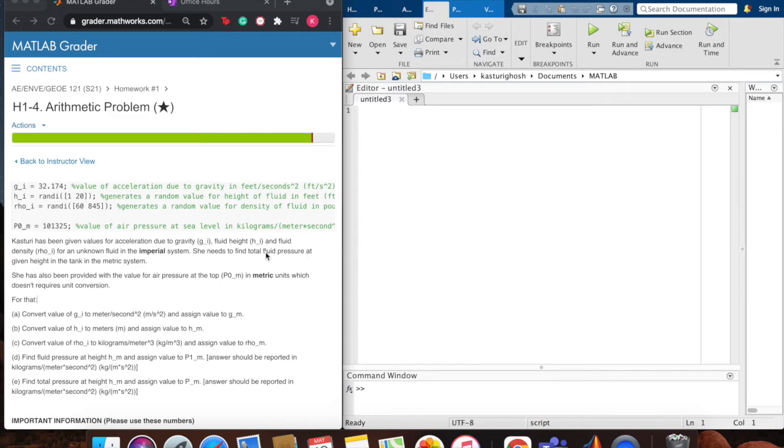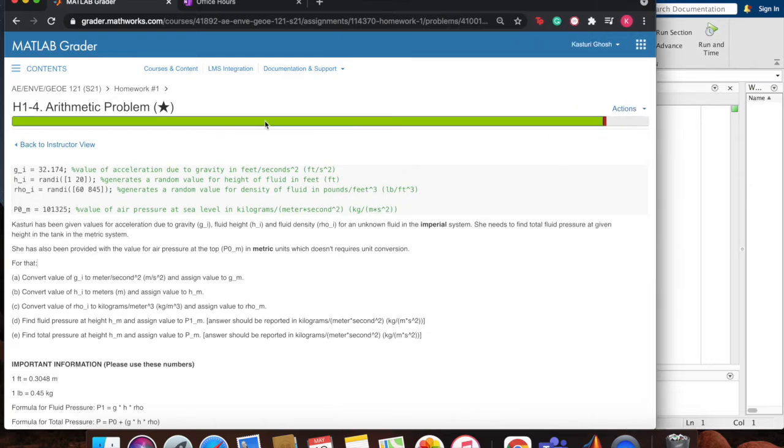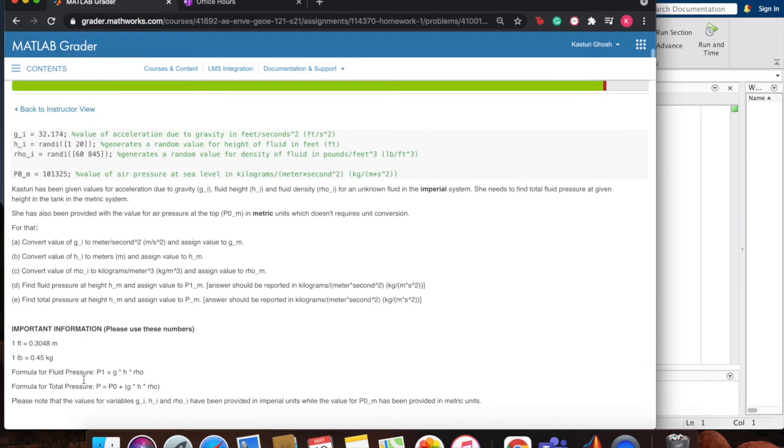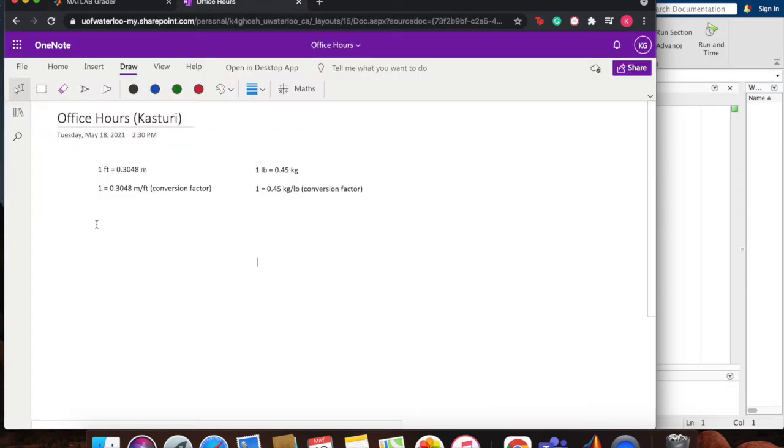Another thing I would like to draw your attention to before we start solving this problem is unit conversions. So I'm going to give you a quick review of unit conversions. If you remember from your previous chemistry lectures, here I have the two values that are given in the question: 1 foot equals 0.3048 meters and 1 pound equals 0.45 kgs. I have just divided these, 0.3048 meters by feet and this by pounds, to get my conversion factor.